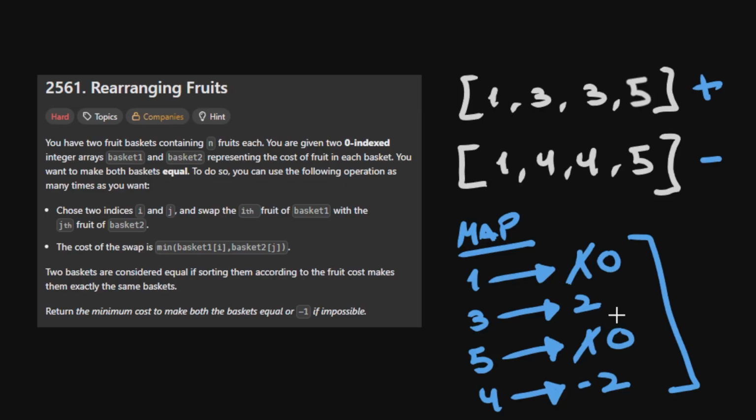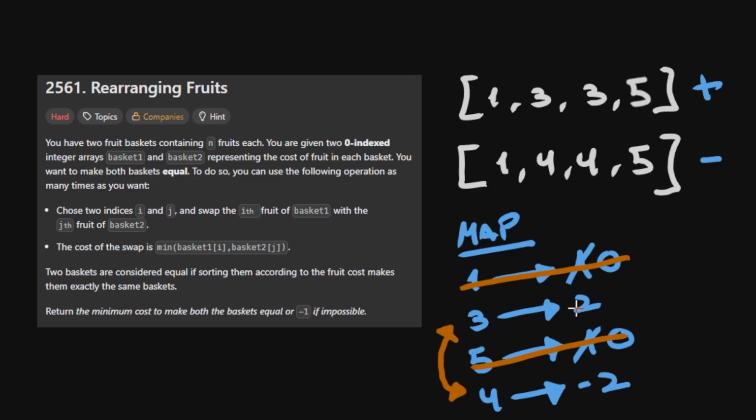Here we know which are the elements we need to swap. For example, 1 is 0, meaning this is balanced, so we can forget about this. We have a 1 here and a 1 here, so this is okay. The same happens with 5. We have a 5 here and a 5 here. And 3 and 4 are not balanced. We have 2 3s here, that's why this is 2, and we have 2 4s here, that's why this is -2.